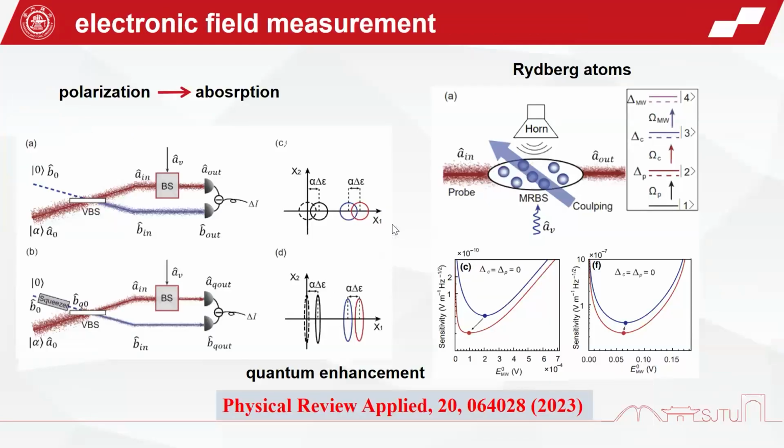And we also introduced the idea to electric field measurement. We changed the observation from polarization to absorption. So that's how they measure the electric field. And using rubidium Rydberg atoms and coupling the microwave with these atoms, we also found some quantum enhancement. This is theory work, and we will have a poster about this.